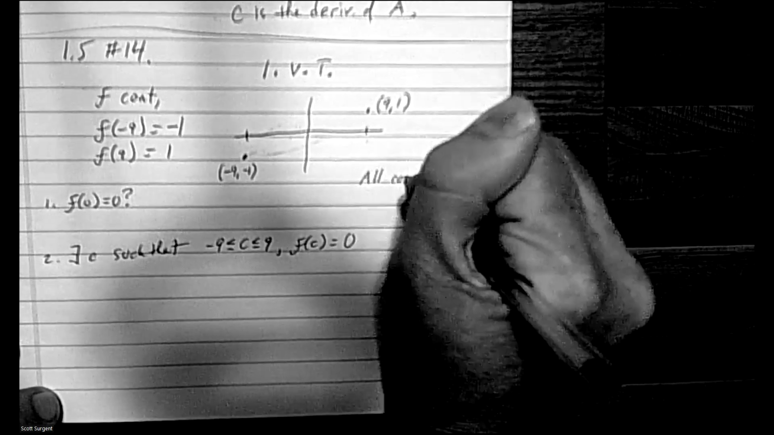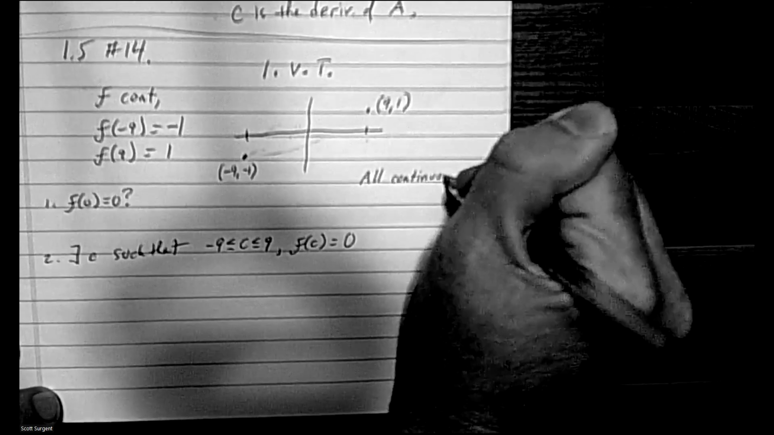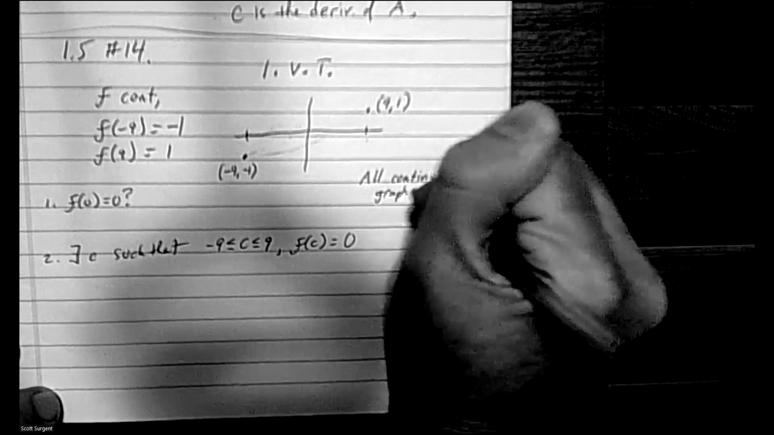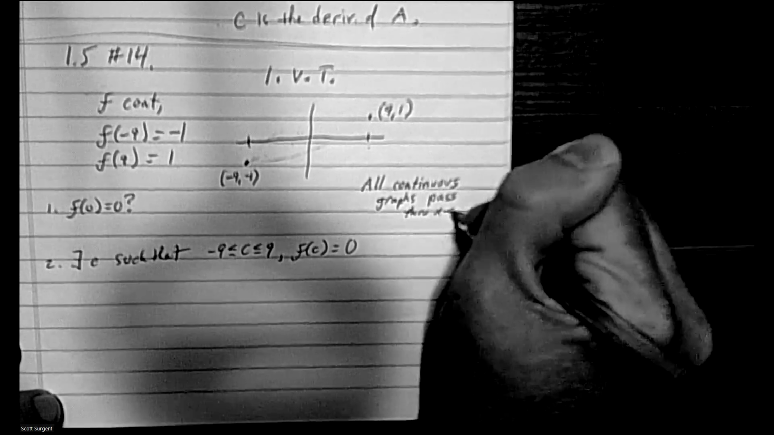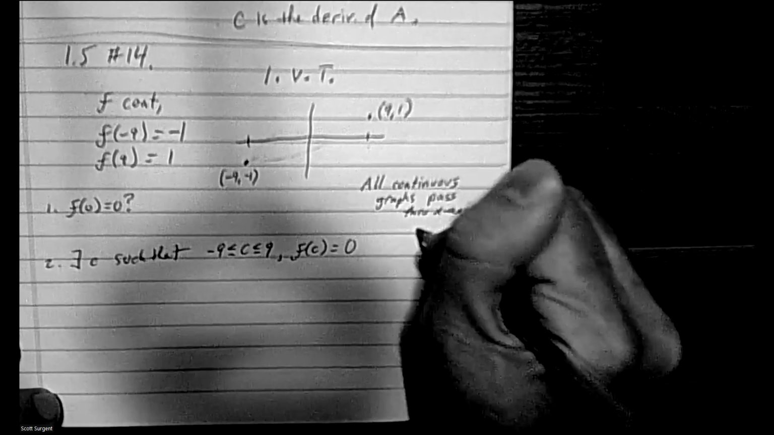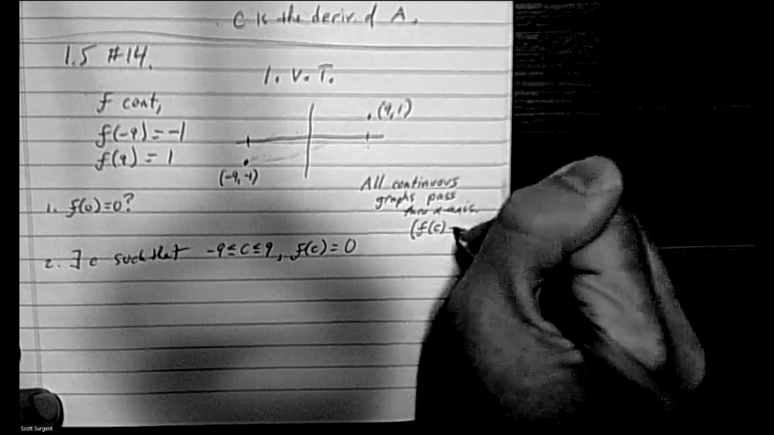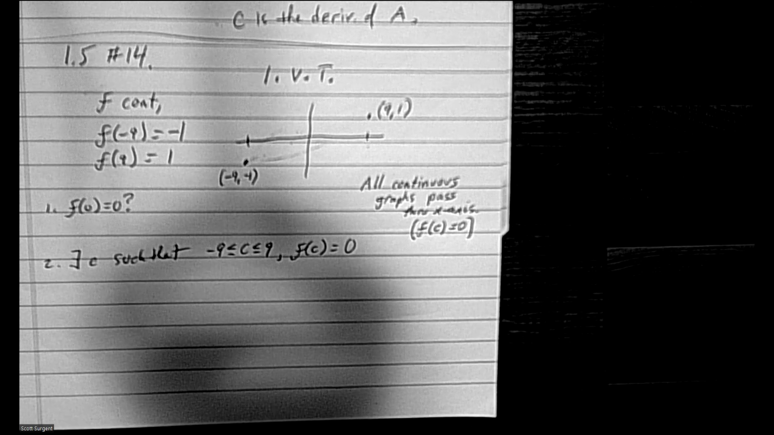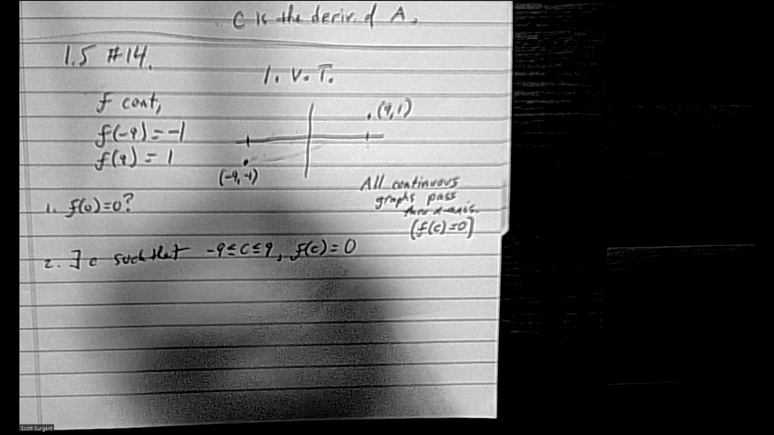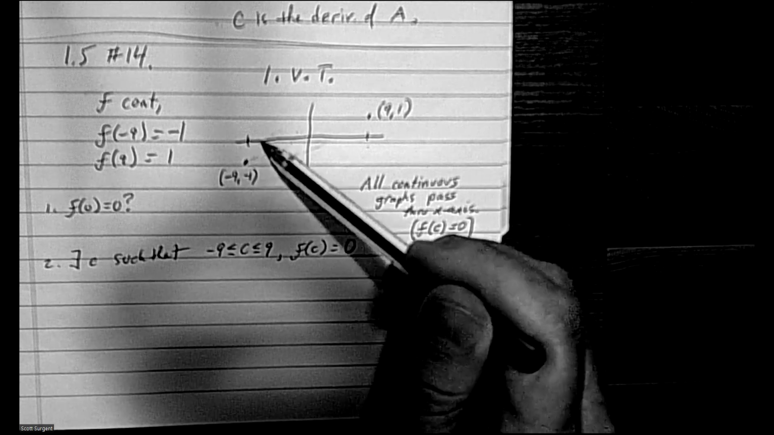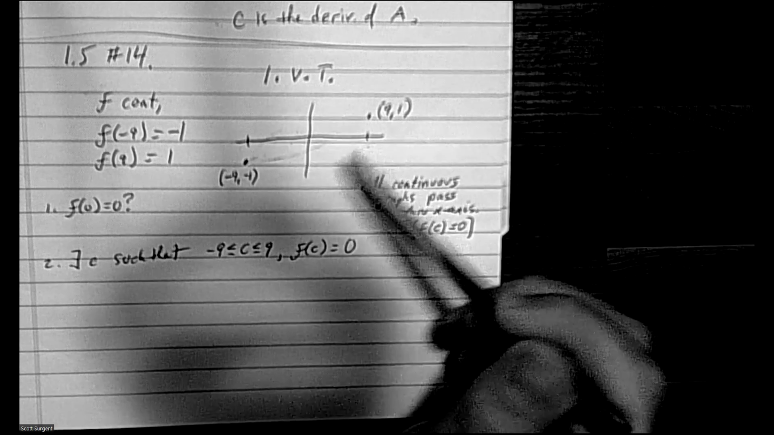So all continuous graphs pass through the x-axis. That means at some point, there is some point where the functional value is 0. Okay, there's an infinity of graphs, so clearly I can't draw them all, but I can infer that every continuous one is going to have to pass through the x-axis. That means it's going to have to equal 0.